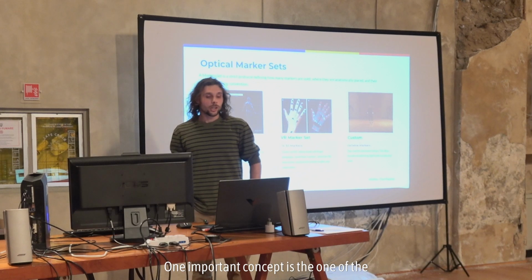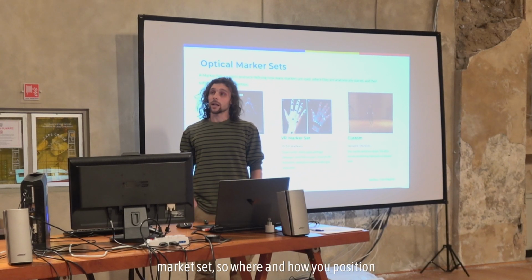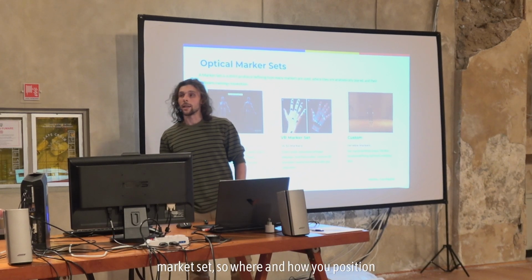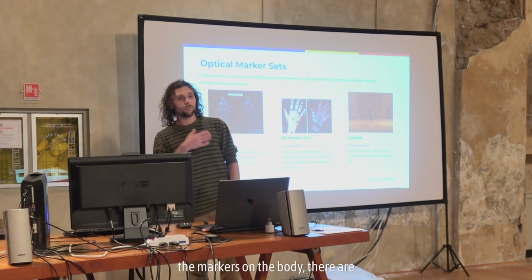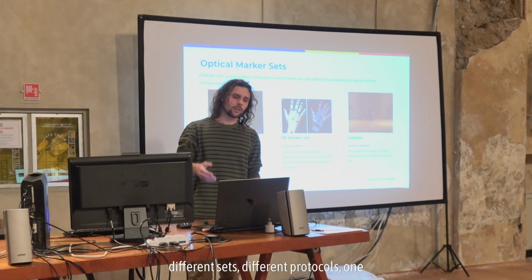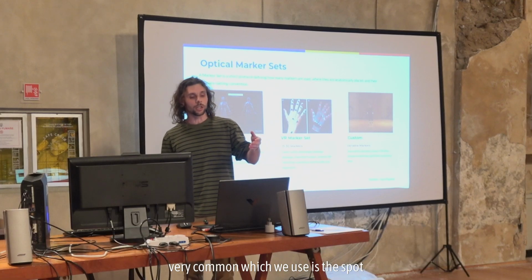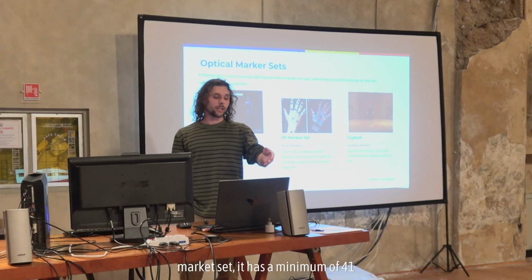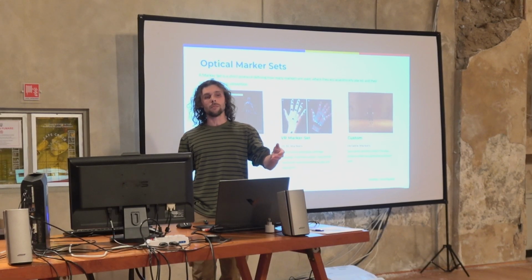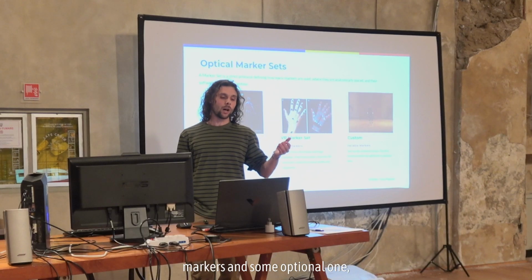One important concept is the marker set. So, where and how you position the markers on the body. There are different sets, different protocols. One very common one which we use is the sport marker set. It has a minimum of 41 markers and some optional ones.